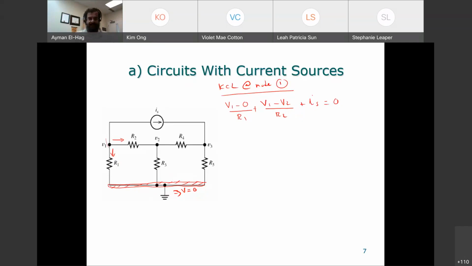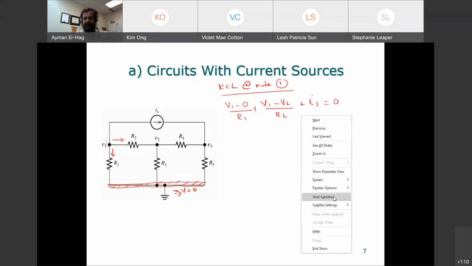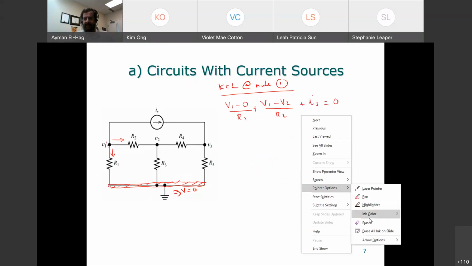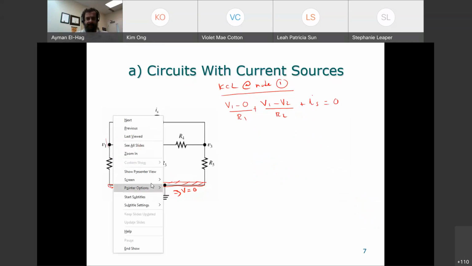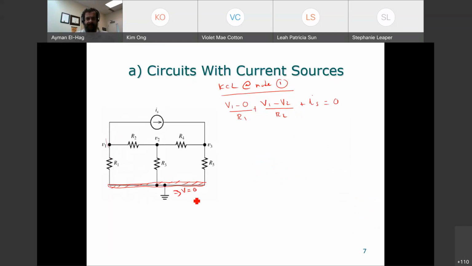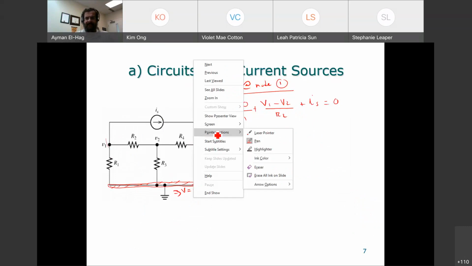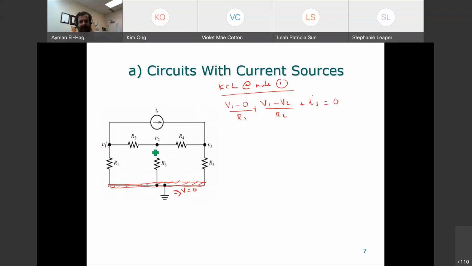Now, to make things clearer to you, maybe at the beginning I will do this. Let me clean the current directions so that you will not be confused. Let me select my pen and change the color. At the beginning, let me do it slowly, and later on we will do it fast. So here again, I will assume the currents are leaving as well. So KCL at node 2.